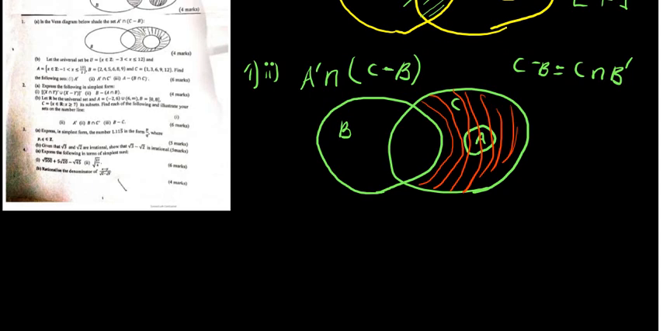So let's use a yellow color for the final answer. This is the part that we need to shade for the final answer. So the yellow part is where the final answer is for A complement intersection C minus B. So that's all for this one. Let's go to the next.